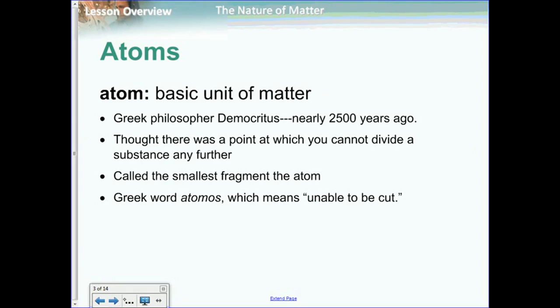Moving on, what is an atom? Atoms, we know, are the basic unit of matter. Everything is made of atoms. Even cells are made of atoms. Where did the word atom come from? Well, it came from a Greek philosopher who thought that there was a point where you could not divide a substance any farther. So you would cut something in half, and then half again, and then half again, and eventually you would have this small fragment that you could not divide anymore. And he used the word atom. It came from the Greek word atomos, and the Greek word atomos means unable to cut. So that's where he got the word atom from.